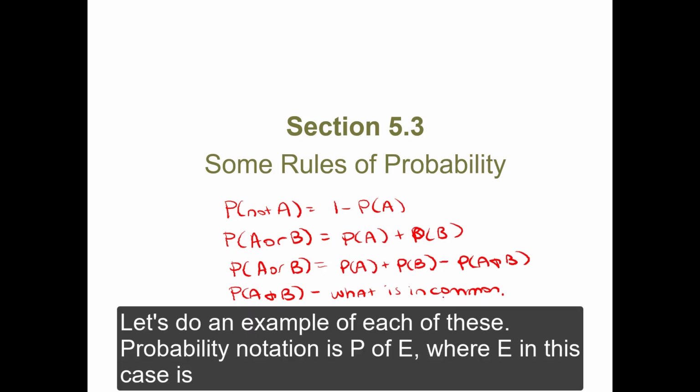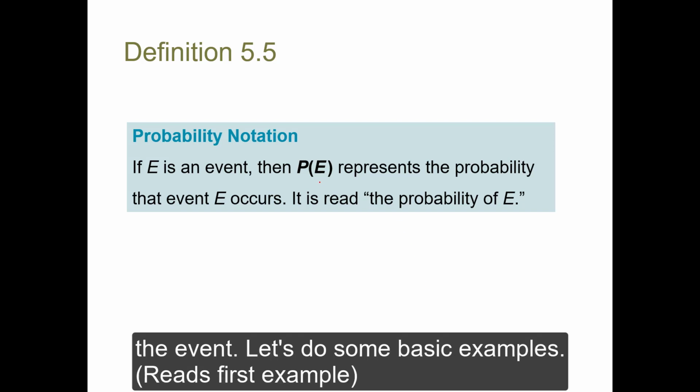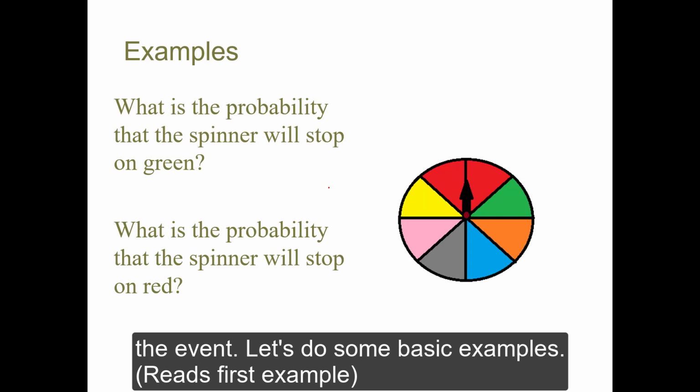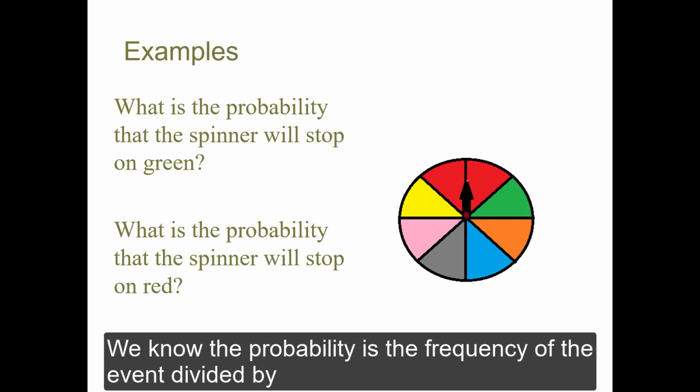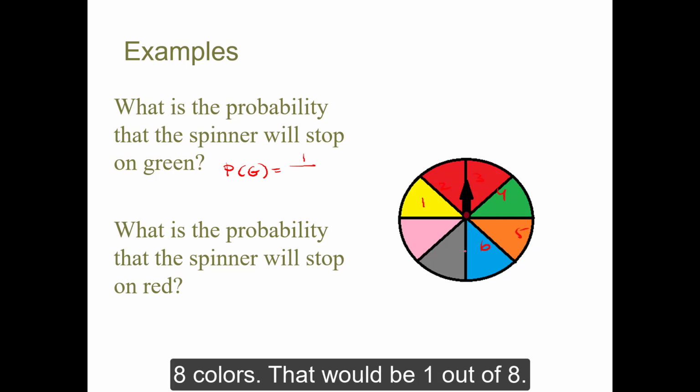All right, so let's just do some examples of each of these. So we said probability notation is P of E, where E in this case is an event. So let's do some basic examples. What's the probability that the spinner will stop on green? Well, we know that the probability is the frequency of that event divided by the total. So I see that there's one green out of that spinner, and that's out of 1, 2, 3, 4, 5, 6, 7, 8 colors, so that would be 1 out of 8.